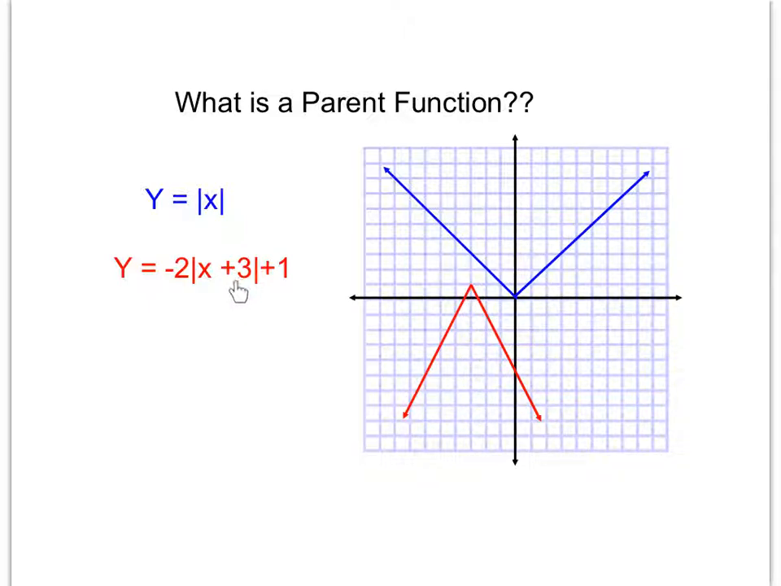I have an h of -3. Remember that positive 3 makes it look like it's negative. It's -3. Move 3 places to the left. And I have a k of +1, which means my graph moved up 1.